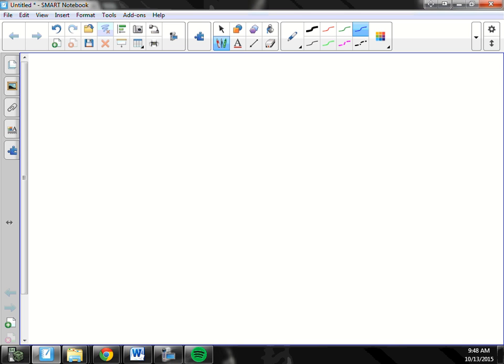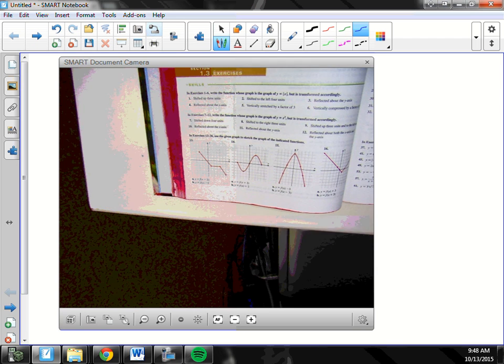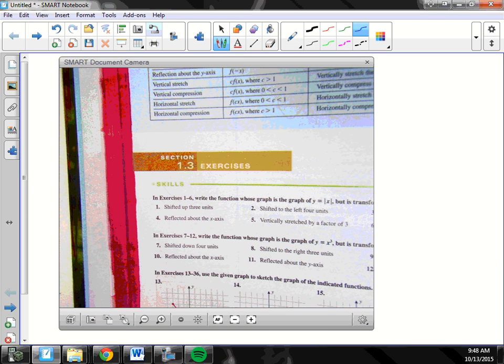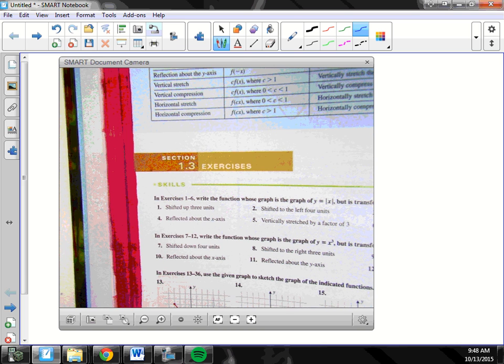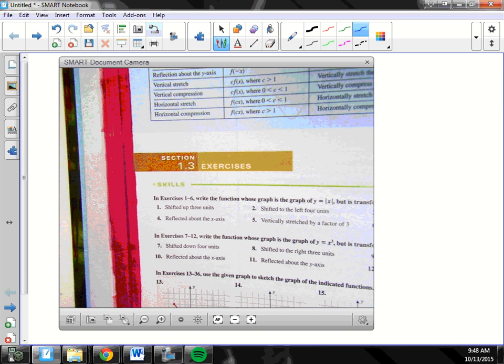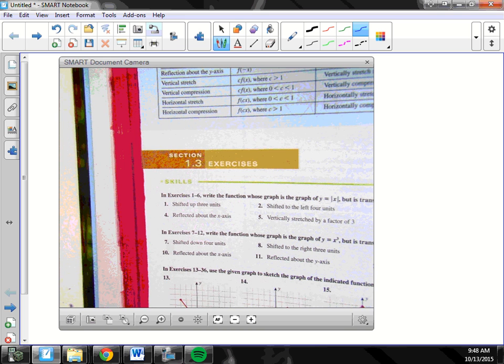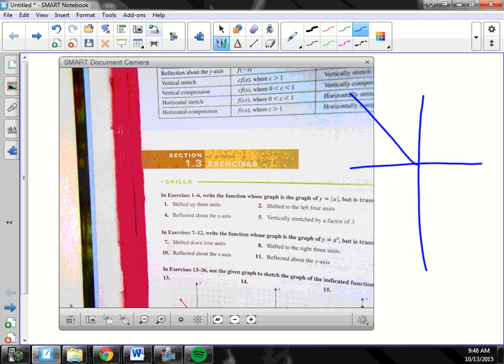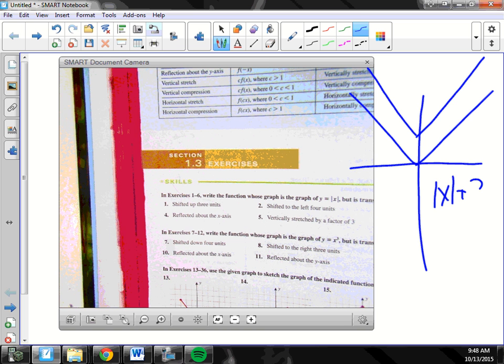Okay, so if you take a look at 192, you're going to go through it. It says, write the function whose graph is the graph of y equals absolute value of x but is transformed correctly. What does the absolute value of x graph look like? So you're going to take the v graph and you're going to shift it according to this. So shifted up 3 units. So the shifted graph is going to look like this. What is the function? Absolute value of x plus 3. Okay?